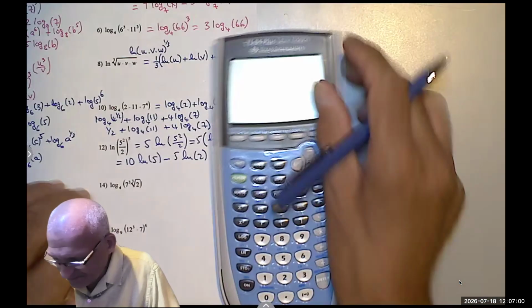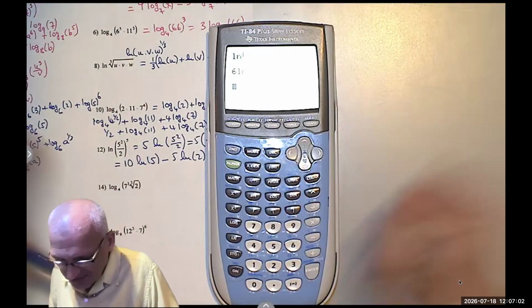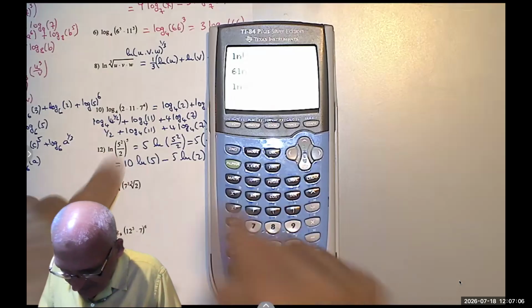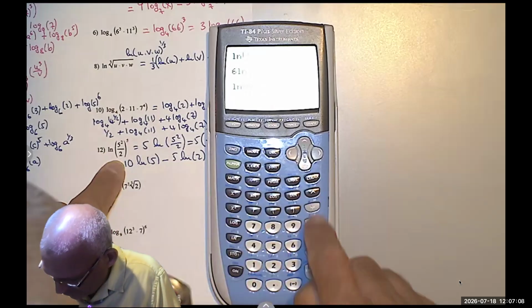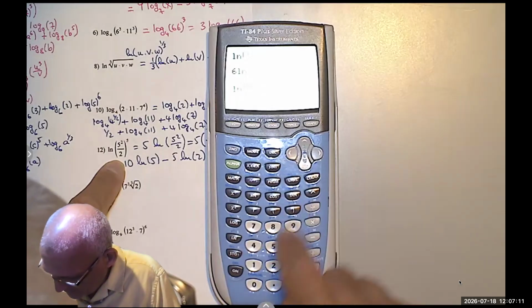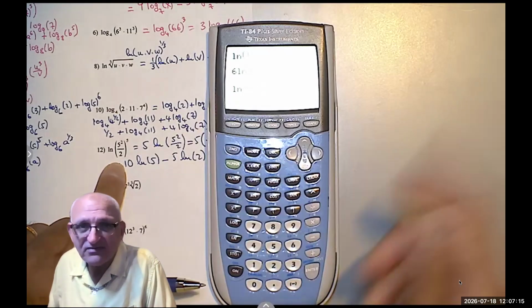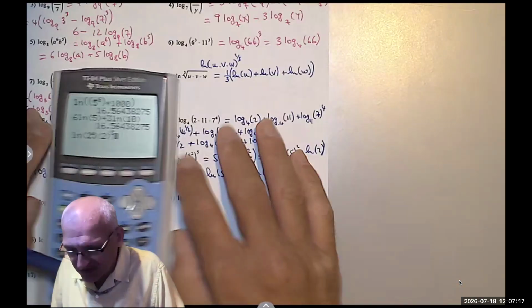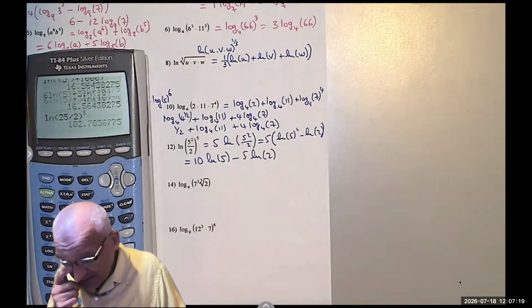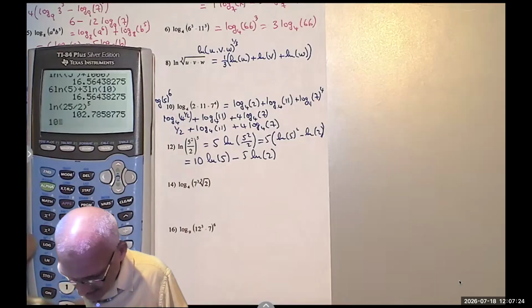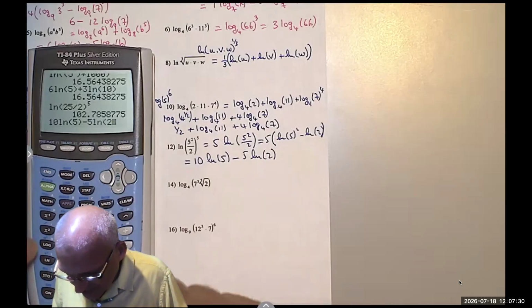Okay, let's see, since we have numbers. What is natural log of, first of all, this is 25 over 2 to the fifth power, right? That's it. 5 square is 25. So instead of writing 5 square and another power, you get 102.78. What is 10 natural log of 5 minus 5 natural log of 2?